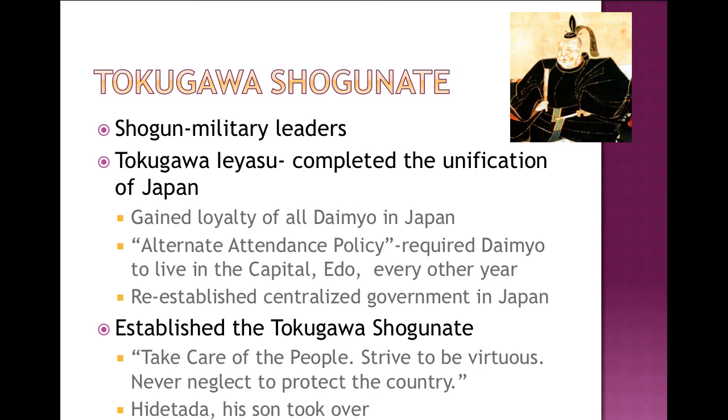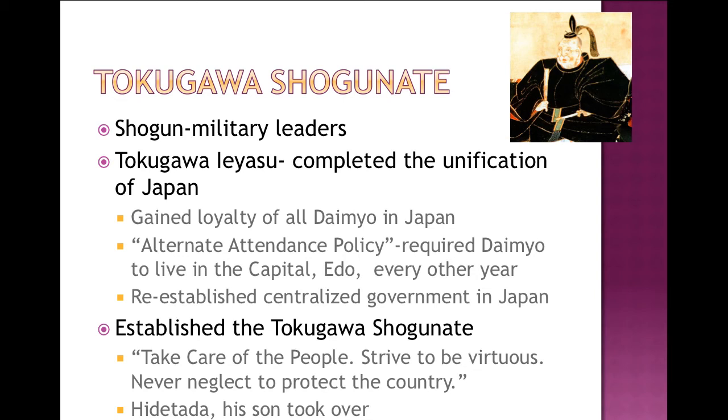That's the word. He creates an alternate attendance policy. This policy is really important. It contributed to being able to establish a centralized government. An alternate attendance policy basically required all the daimyos, all the lords, to go live at the capital, which was Edo, and that is modern-day Tokyo. They had to live there every other year so that he could monitor their behavior, make sure that they were loyal to the state. But one catch was, once they went back to their land, they had to leave their families at Edo. So basically, the shogunate, or the shogun, was able to have complete control over the daimyo to make sure they were loyal.